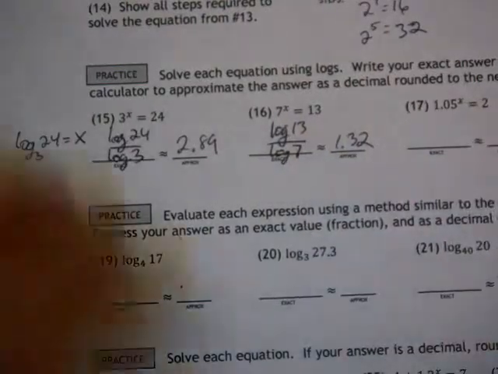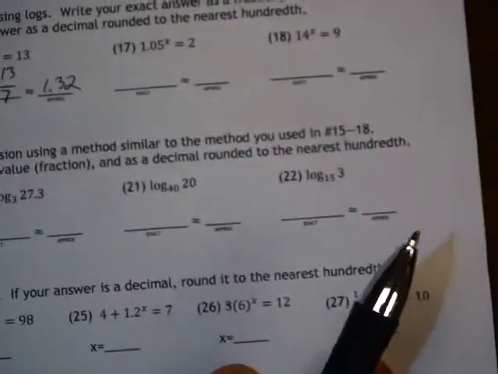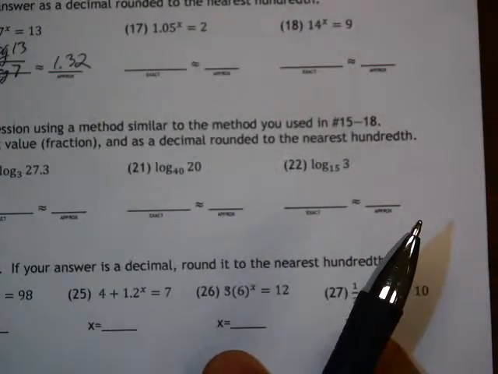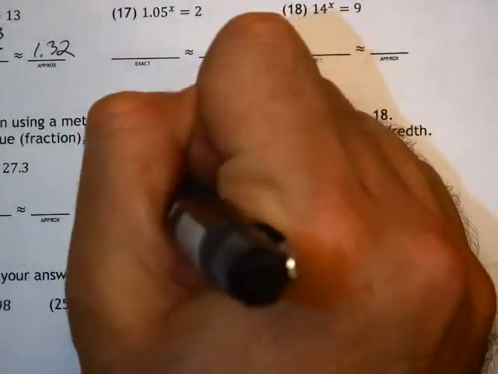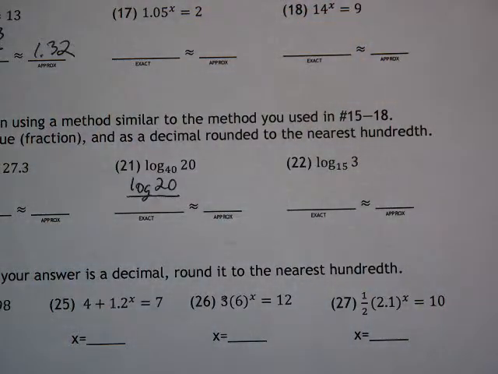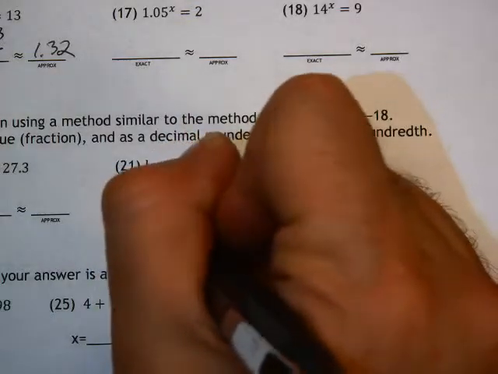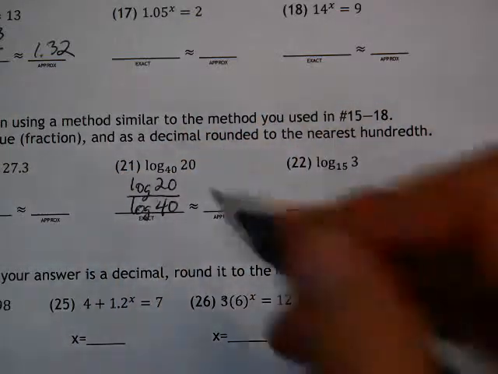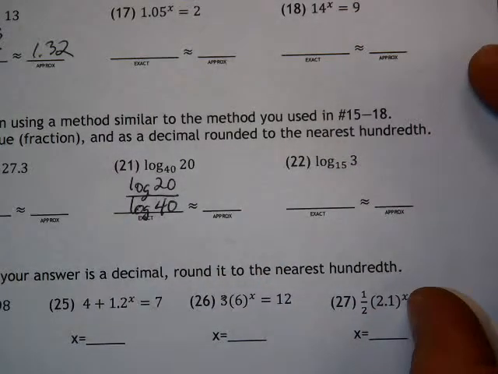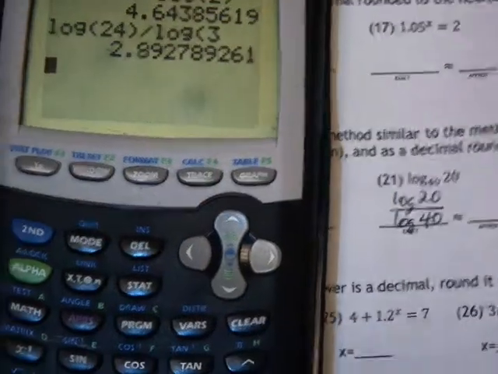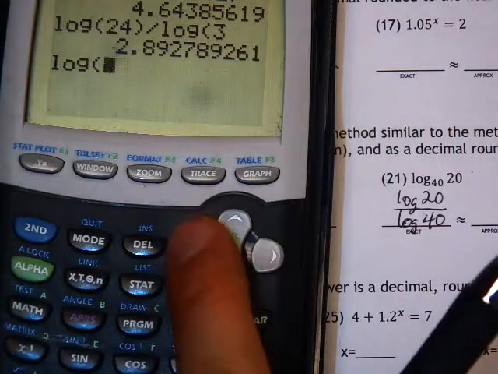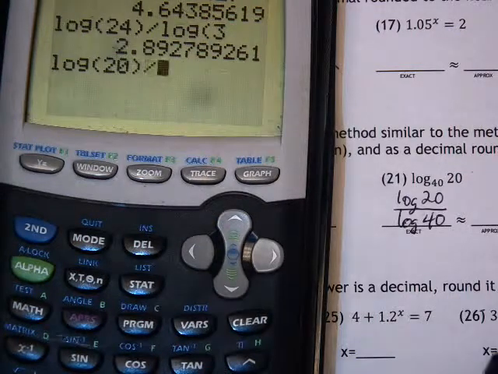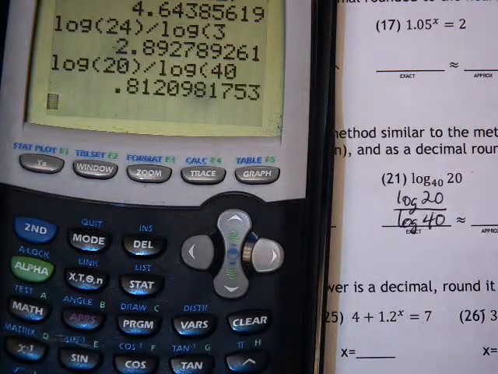Gives me 1.32. So now when I look at 21, and it's not even an equation yet, log of the 20 would go on top. Log of the base 40 would go on the bottom. That's now how I plug it into the calculator: log of 20, close parentheses, divided by log of 40, enter, and my decimal is 0.81 rounded to the hundredths.